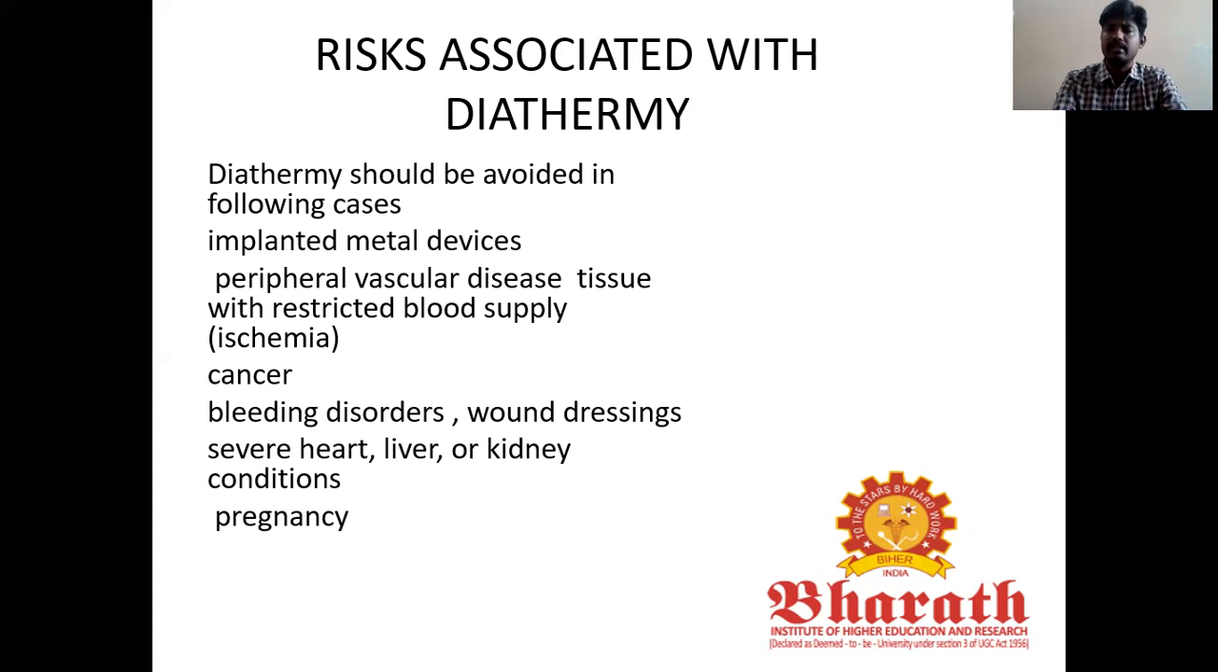Okay, what are the risks associated with diathermy for the patients who are not able to do the diathermy treatment? We already know very clearly. Thank you all. It's a better thing to do diathermy.